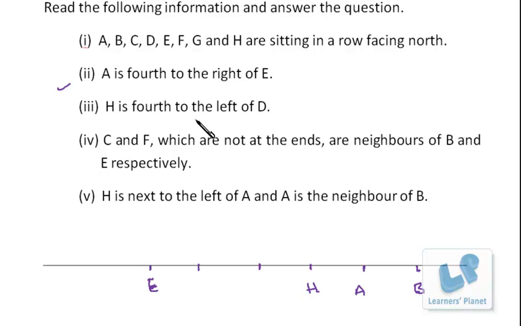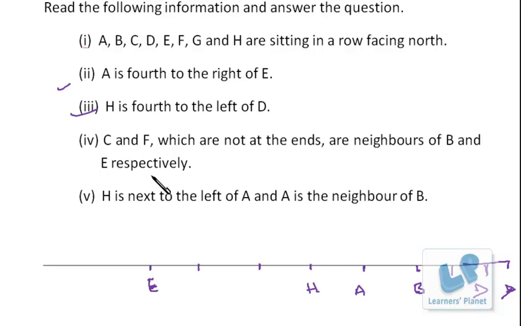H is fourth to the left of D. That means this, this, and this. So H is fourth, so D must be here. So 1, 2, 3 and fourth position, right?